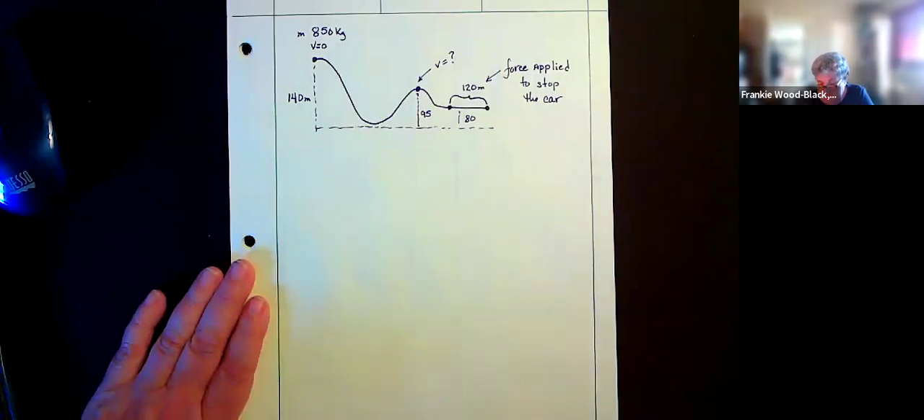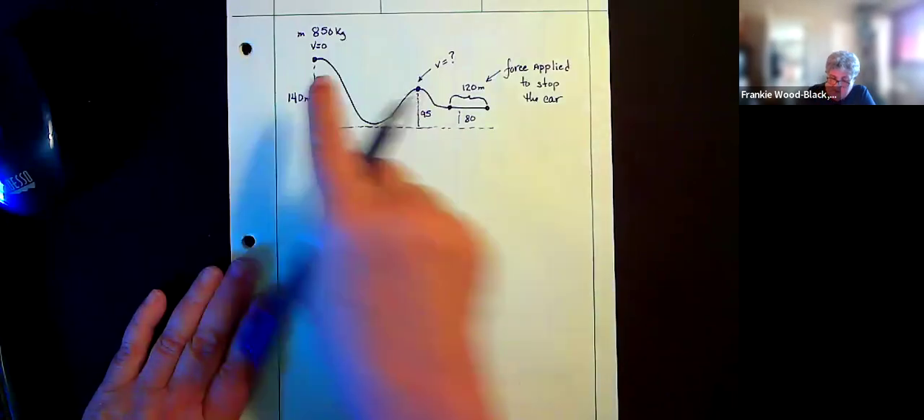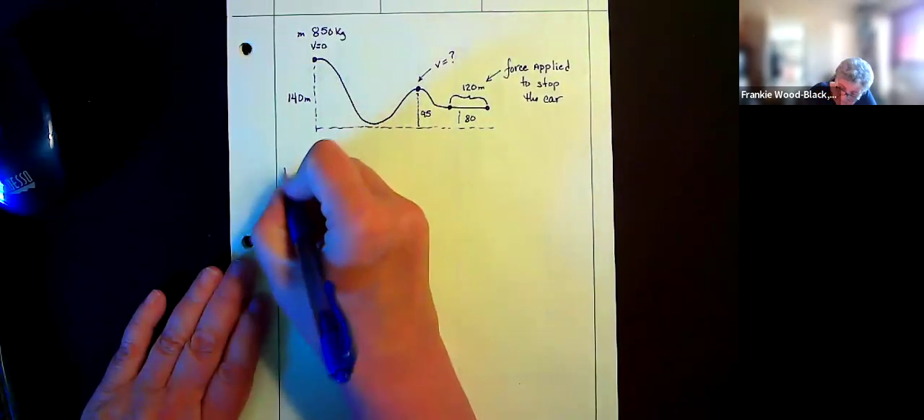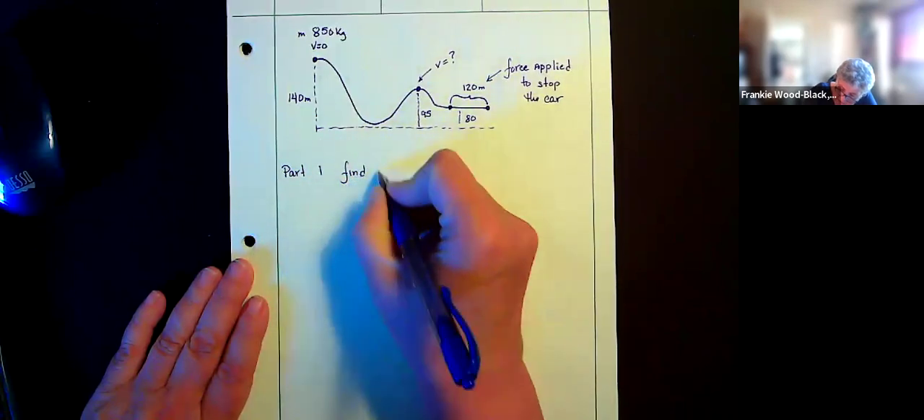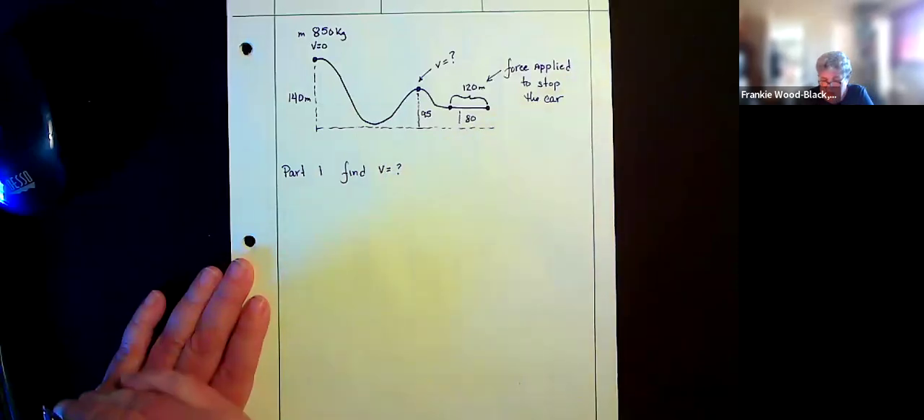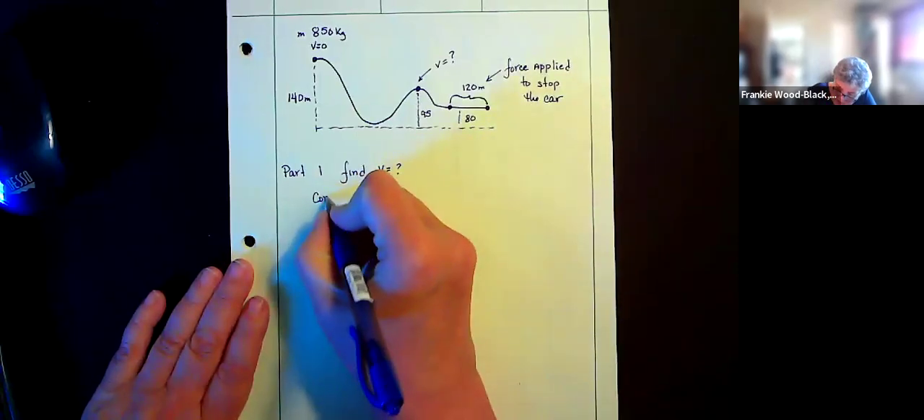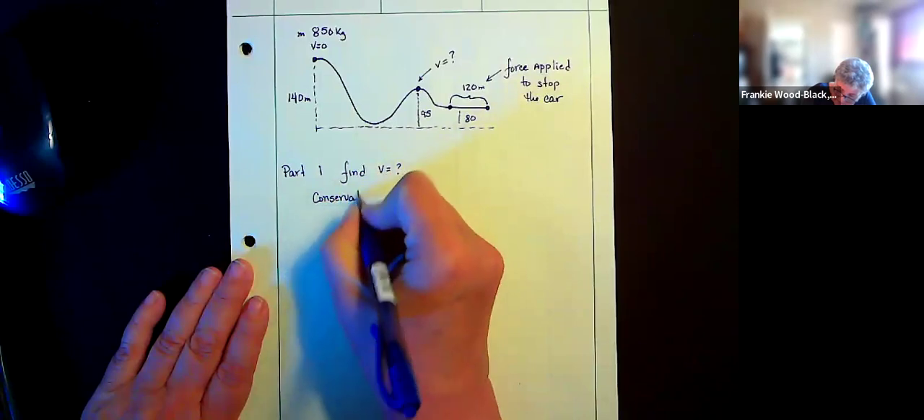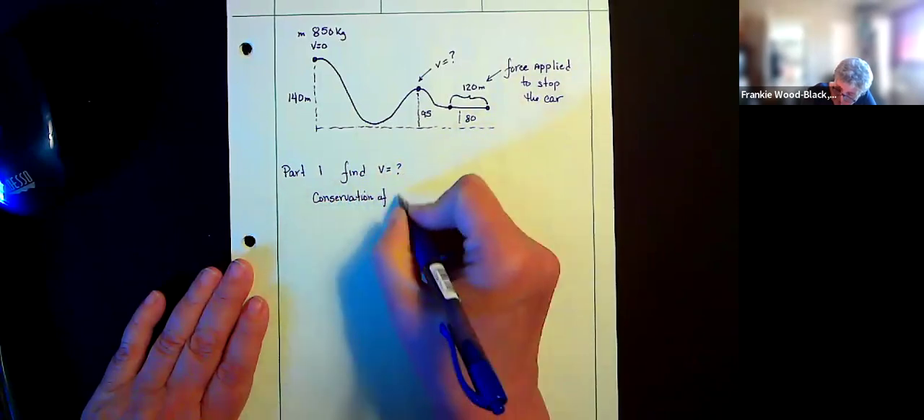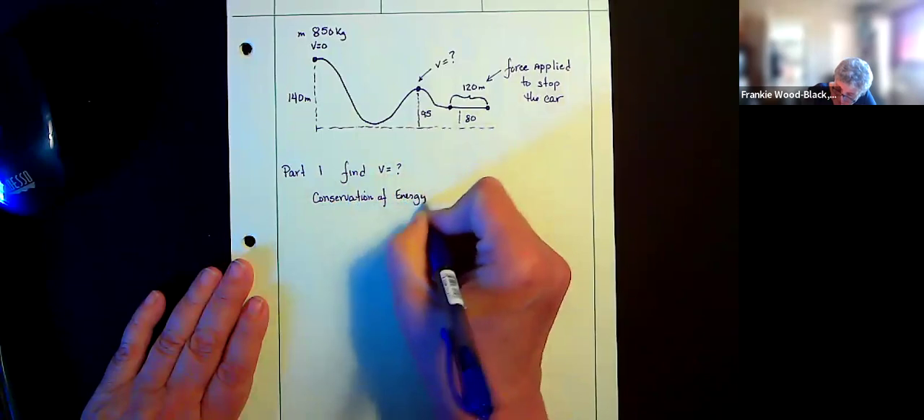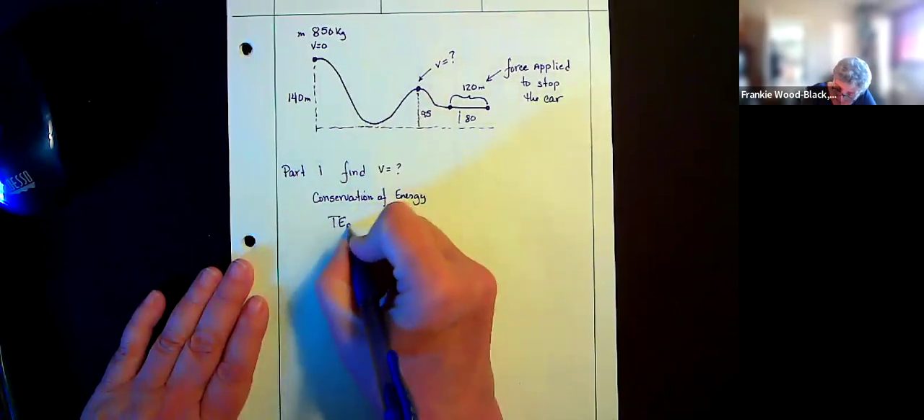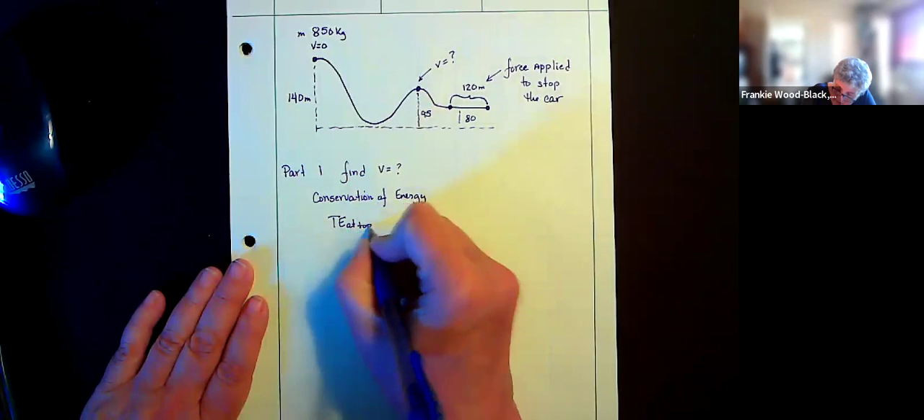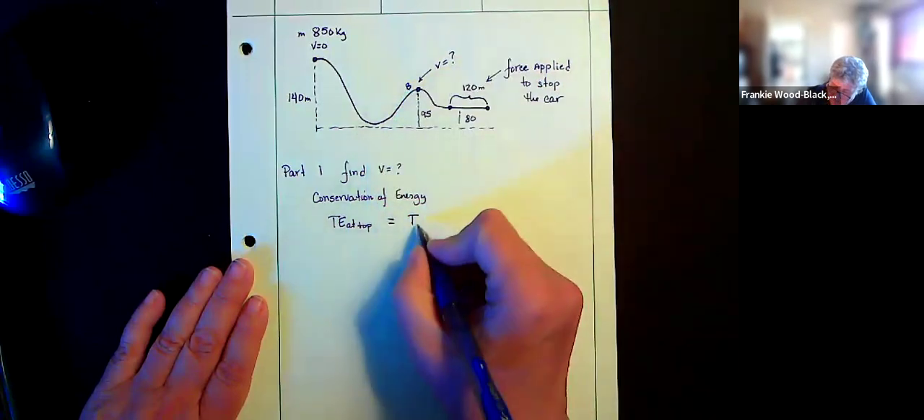All right. Okay, so for part 1, we're going to find the velocity. And we know we're going to use conservation of energy. This is going to allow us to say the total energy at the top has to equal the total energy at a point, and we're going to call this point B.